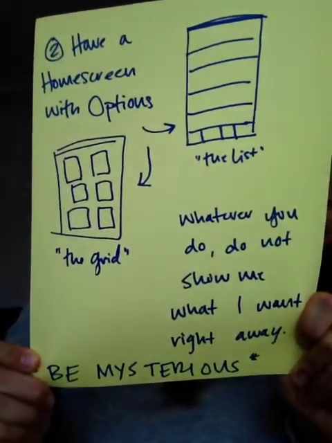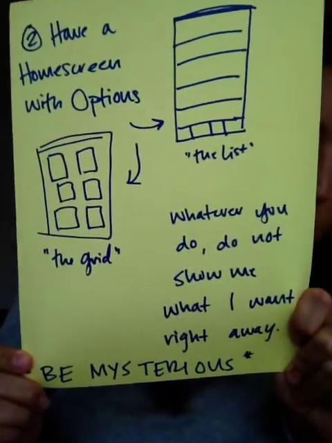have a home screen with options. So, if you want to create a shitty app, do not show me what I want right away. Give me a bunch of options so I have to kind of figure out where to go and what I want to do and what this app is supposed to do for me. Really make me think. And I'm saying that like tongue-in-cheek, but seriously, don't give me a home screen that's just a menu. Give me a home screen that's what I want to see.